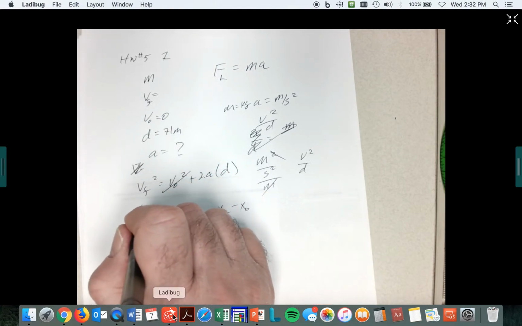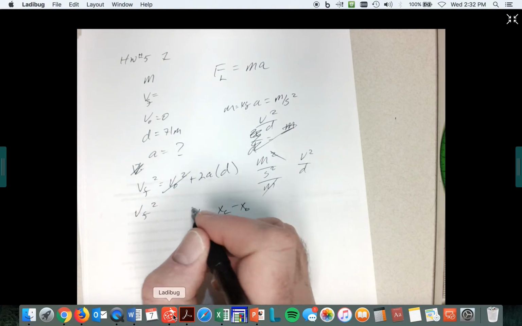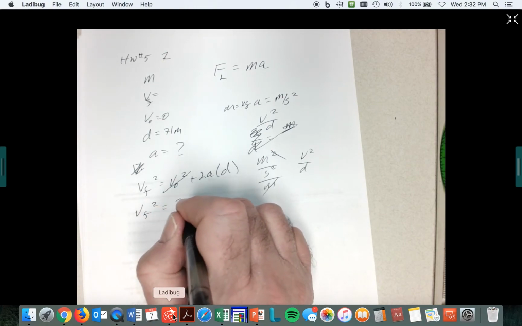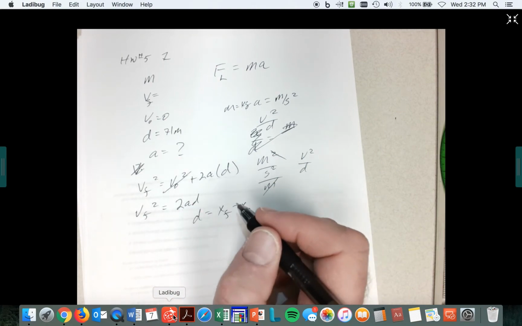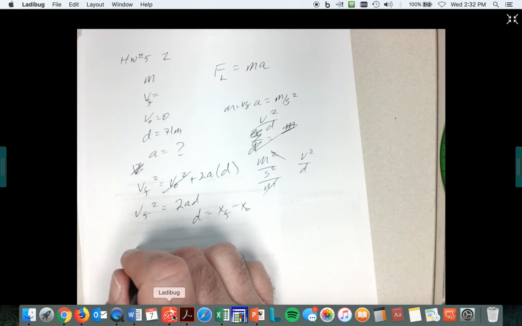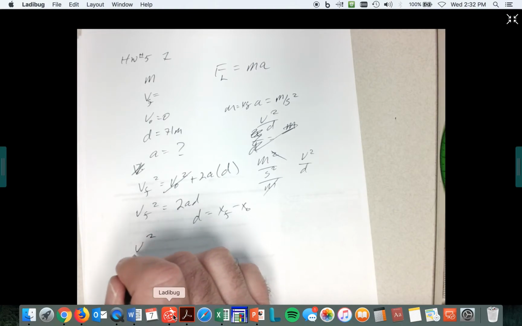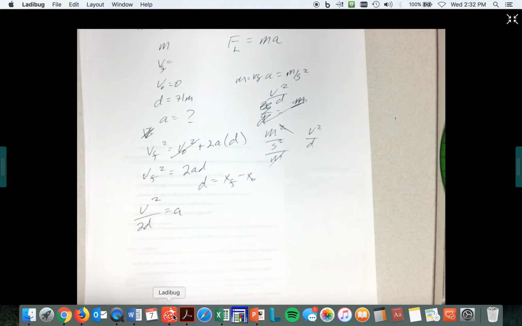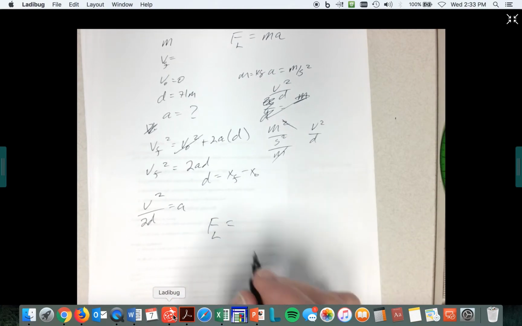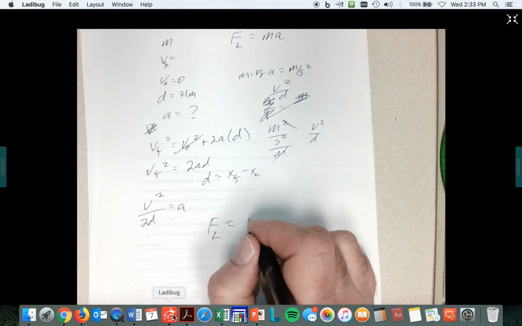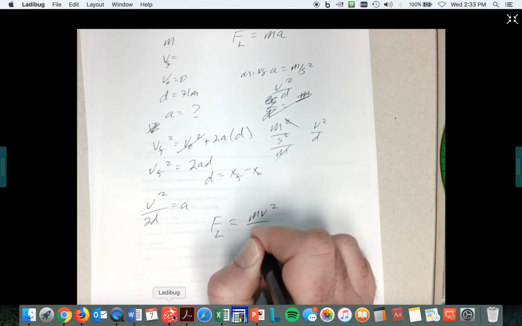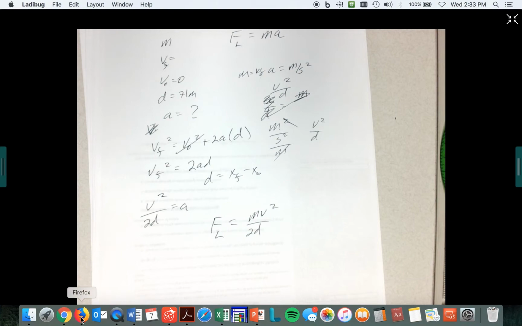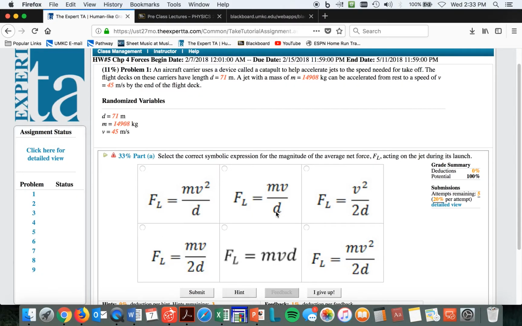This goes to 0. So I got V final squared is equal to 2A times D. So V final squared, or V squared, divided by 2D is equal to my acceleration. So therefore, my launching force should be kilograms, meters, V squared over 2D. Was that a choice and I missed it? MV squared over 2D. Where's MV squared? Oh, there it is. Yeah, I was saying it's either this one or this one. And I thought it might be this one.